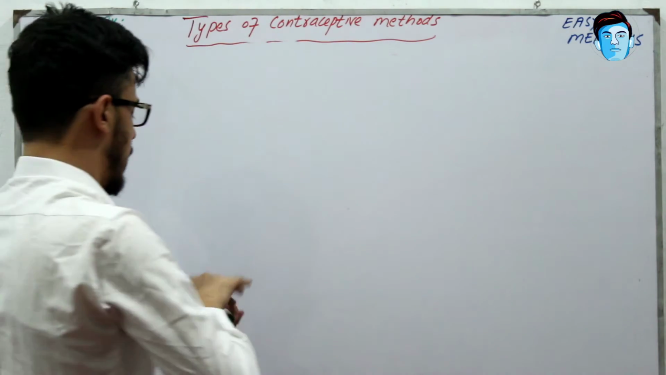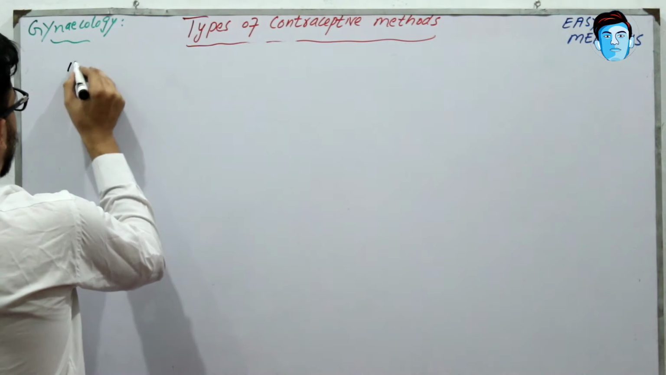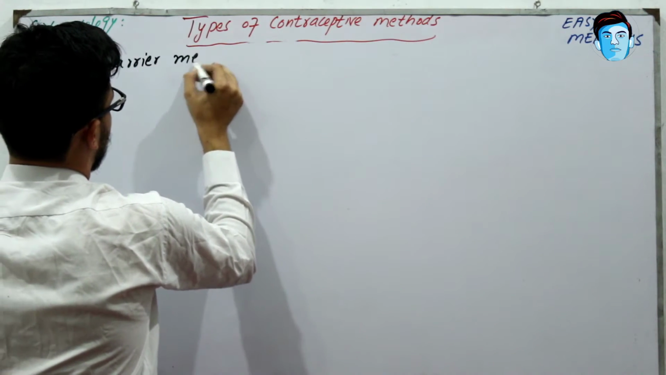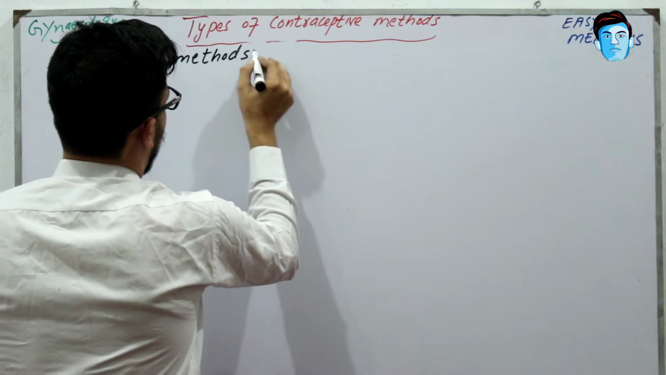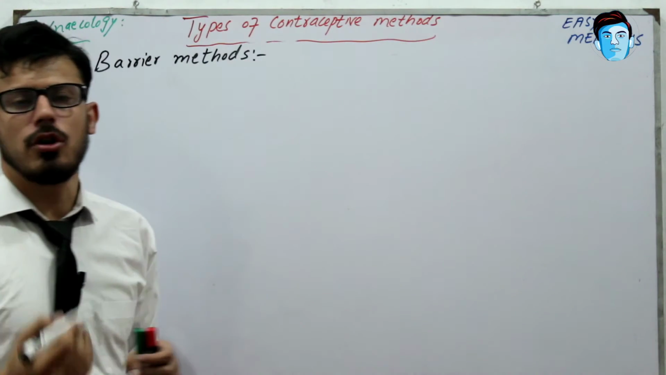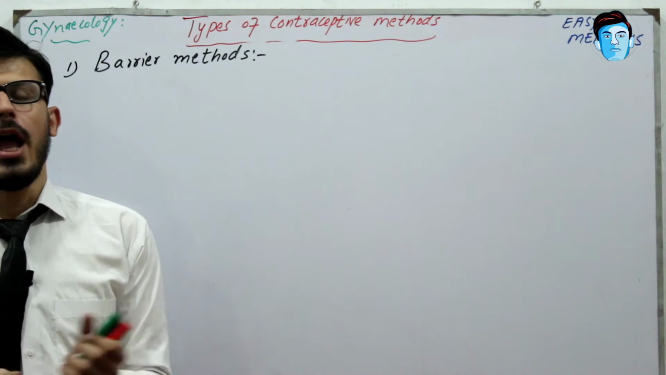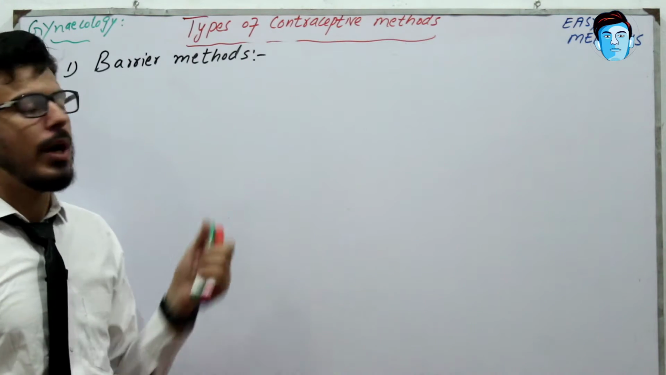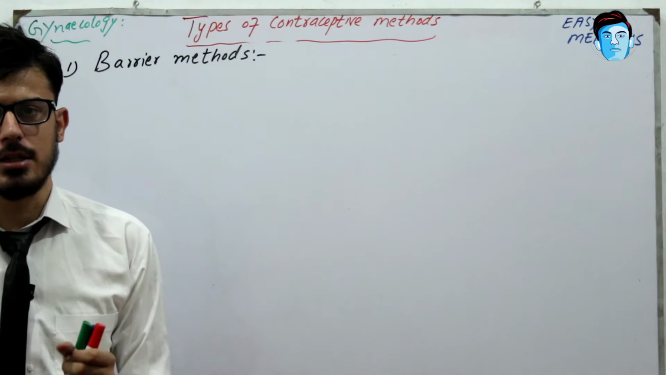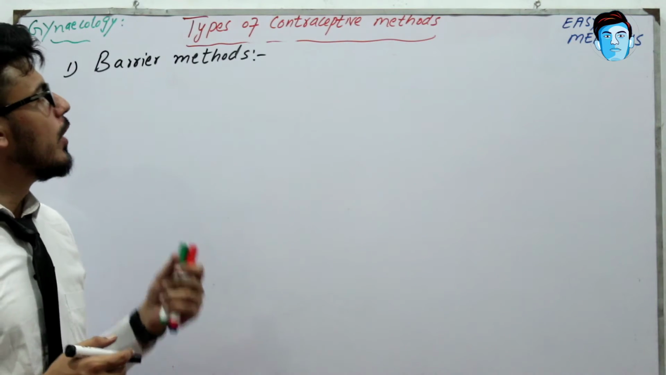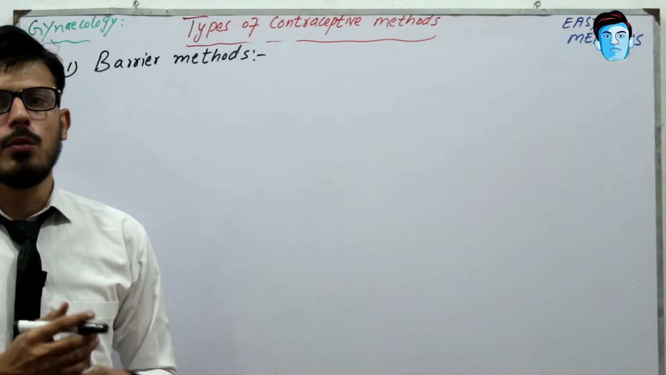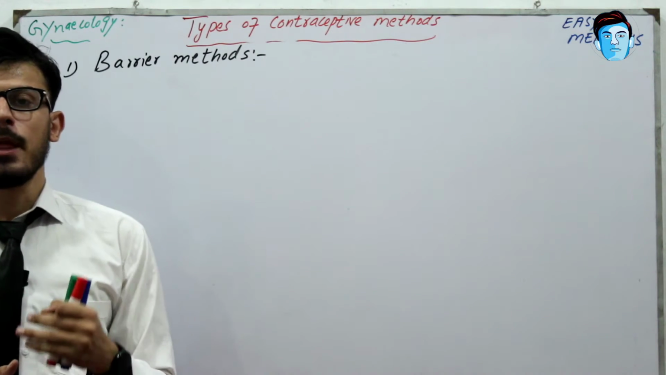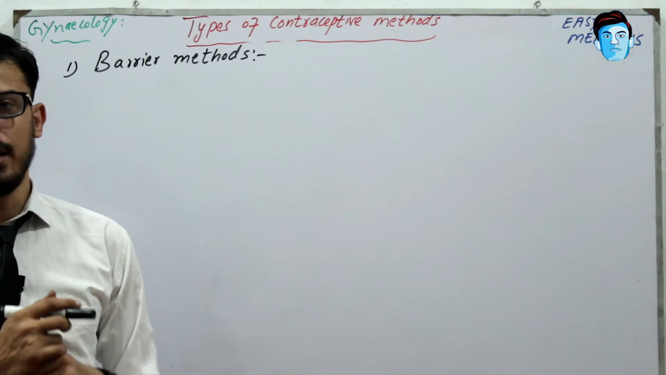Now the first type is called the barrier method. It inhibits the fusion of sperm and ovum, and thus it prevents pregnancy, and it also prevents sexually transmitted diseases. So it is the one type of contraceptive method which is used to prevent sexually transmitted diseases.